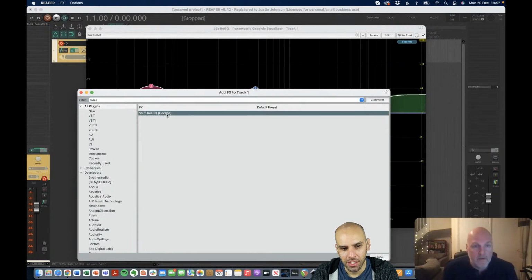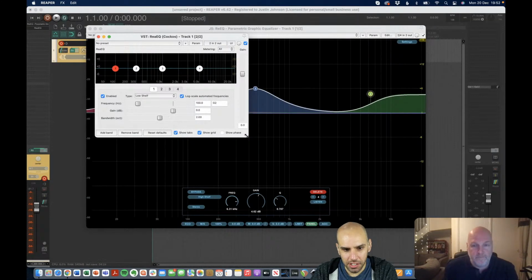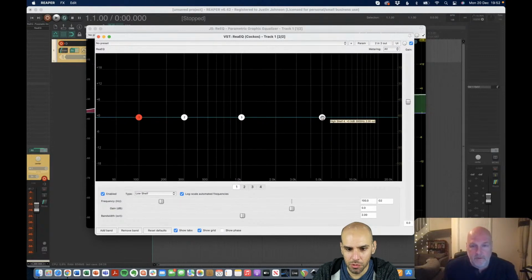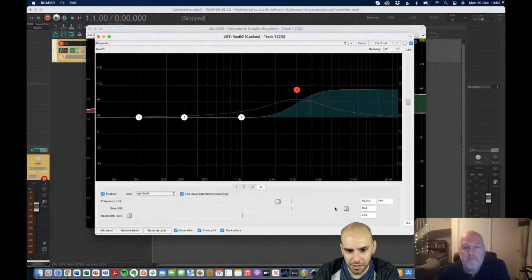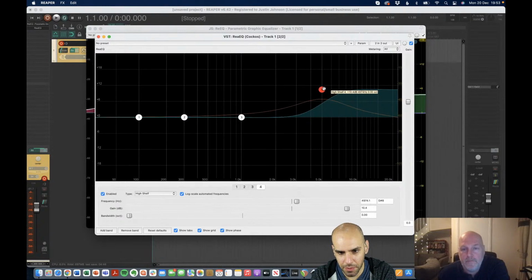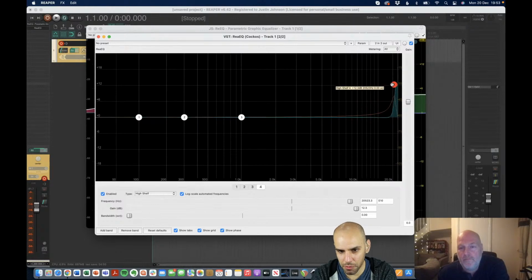So there is a little show phase checkbox in the lower right. Yeah, lower right. That's right. Yes, that guy. So you can see the little curve that is the phase. As you move to the right, you'll see that the phase snaps back to 0. It always does. The phase is always at 0, even with a shelf. Regardless of what filter you do, the phase is going to be at 0 there.